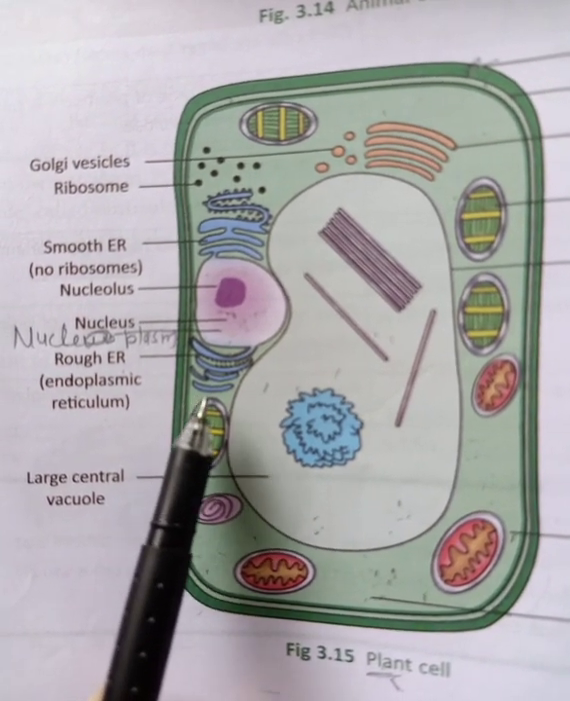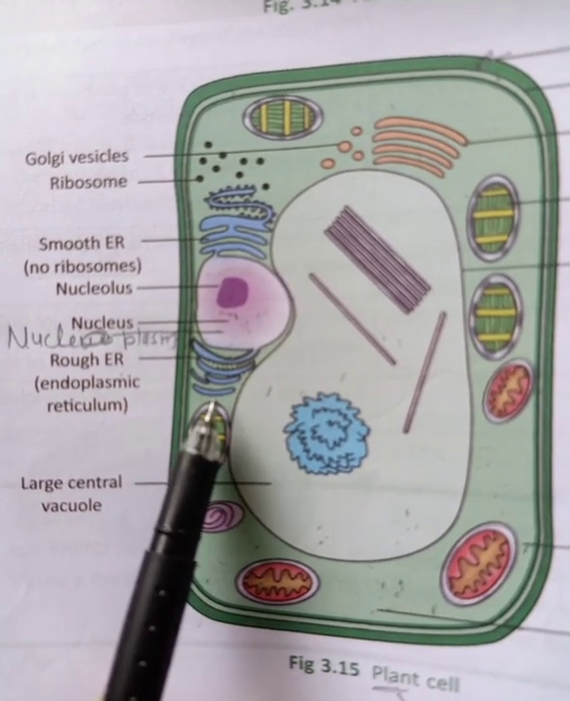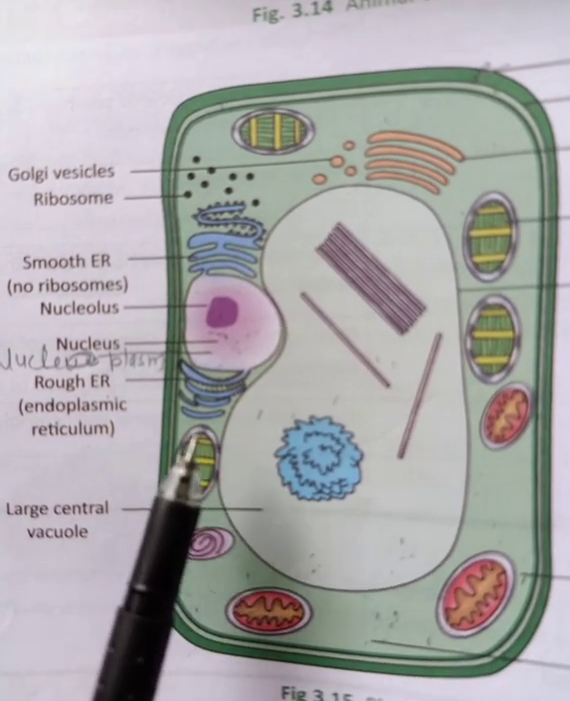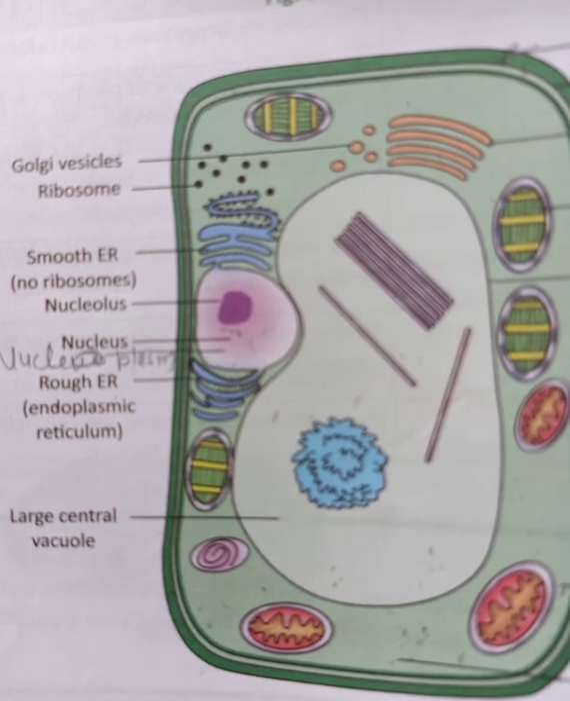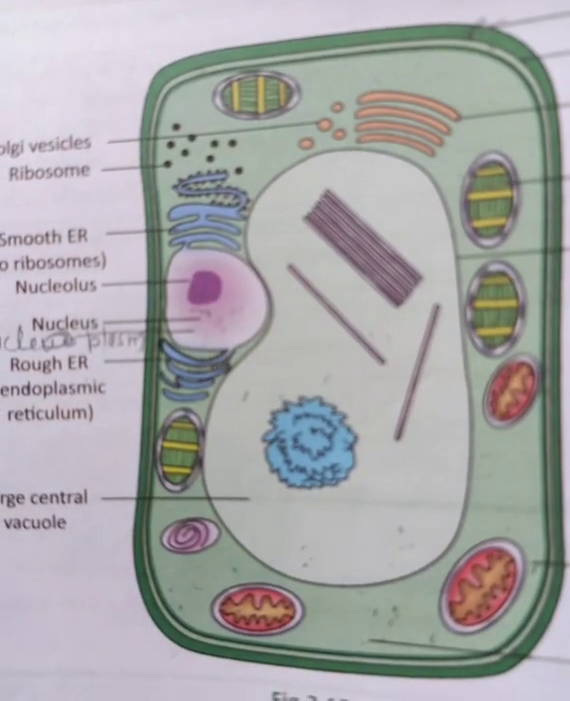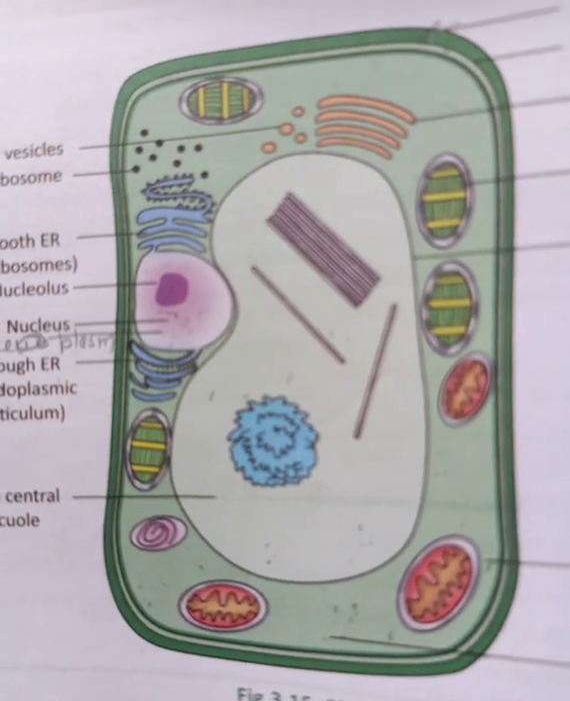So that is why they are called endoplasmic reticulum, and their functions are, first, internal support, and second, they are the pathway for the distribution of material within the cell.